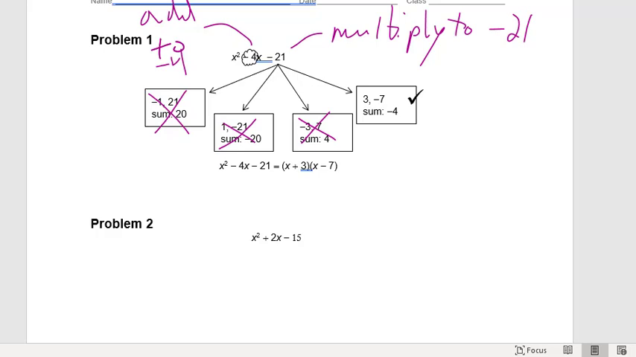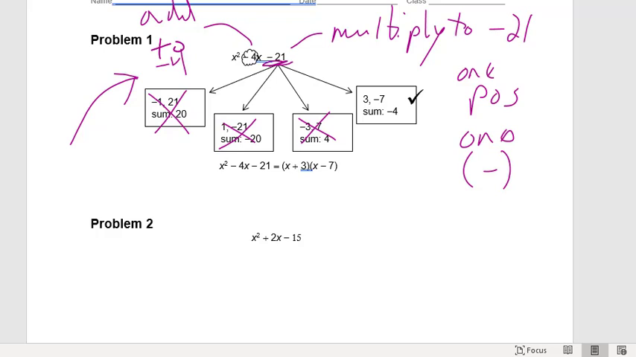That one works. So the idea behind this, we know this is negative 21, so one positive, one negative. Okay, it adds to negative 4, so the bigger one will end up having to be negative.